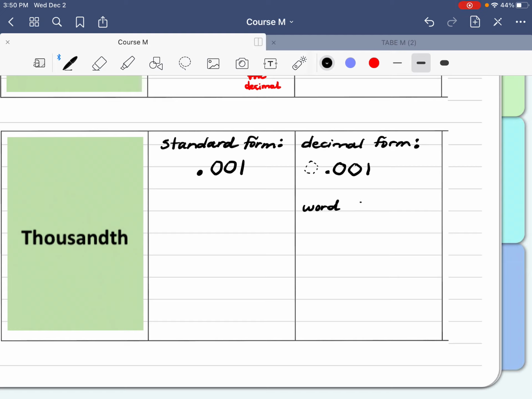Word form is 1,000th. Fraction form, look at word form, is 1 over 1,000. The TH tells me that this is a fraction.